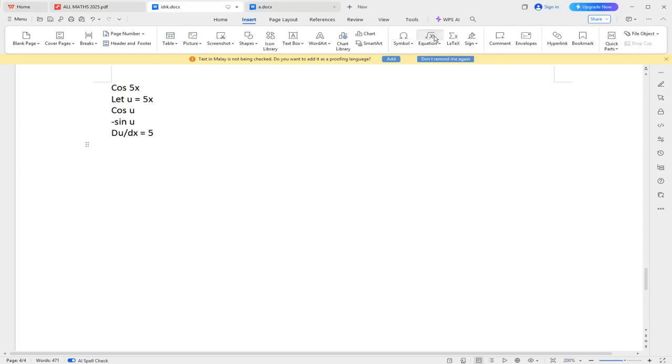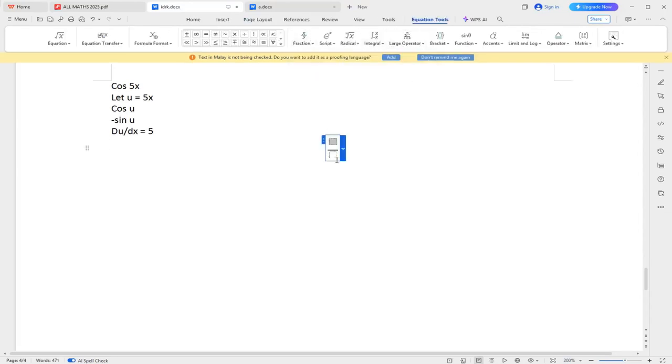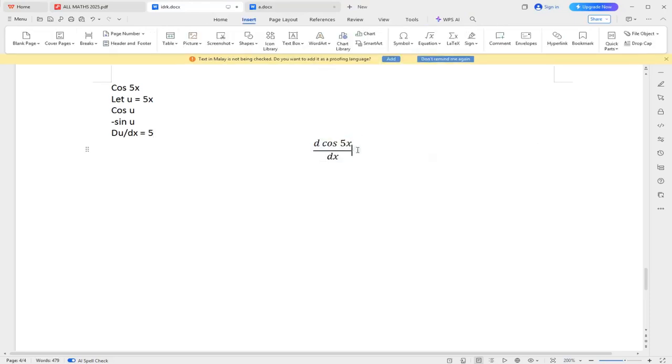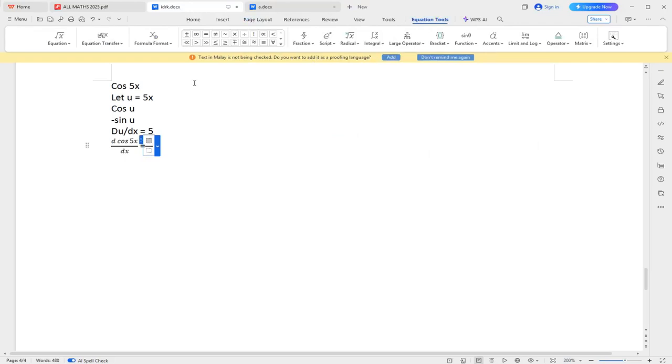Now from the chain rule we get that d cos 5x on dx is equal to d cos u on du times du on dx.